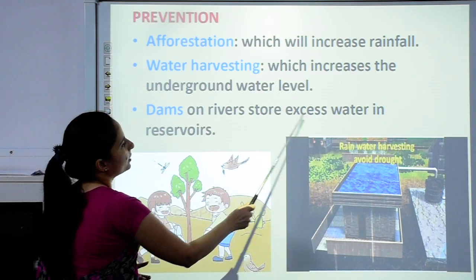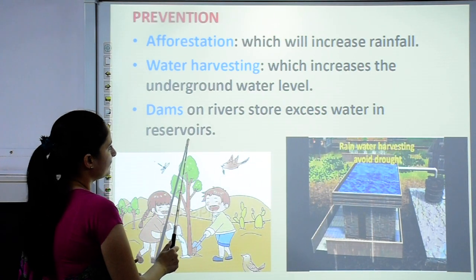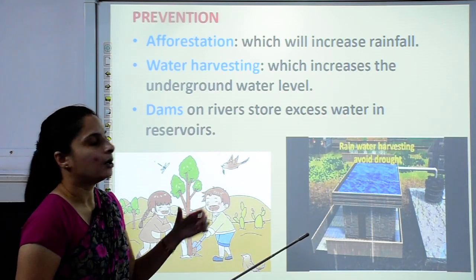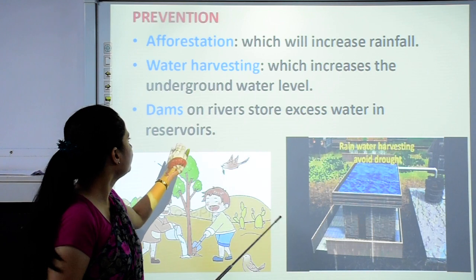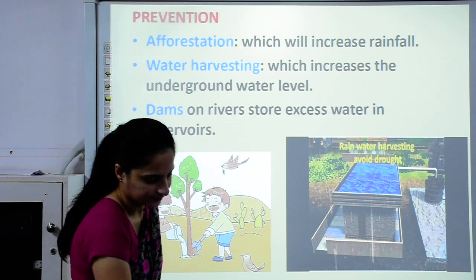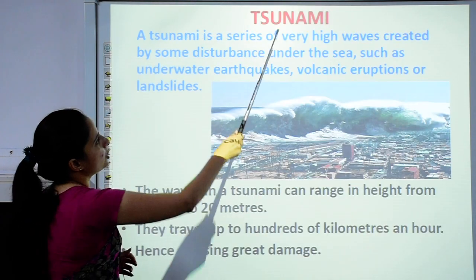Dams on rivers store excess water in the reservoirs. Now dams which are built on the river, they store the excess water which is stored further in the reservoirs. Now we will talk about tsunami.